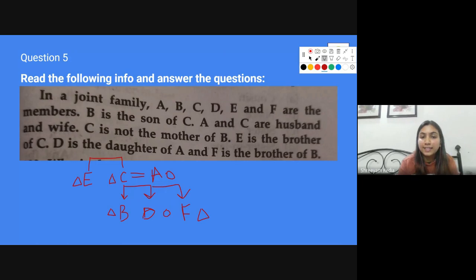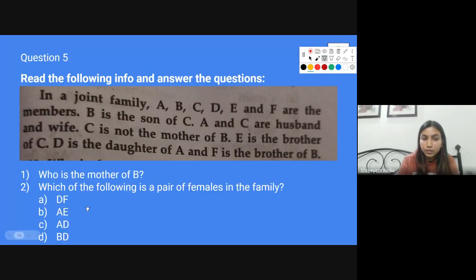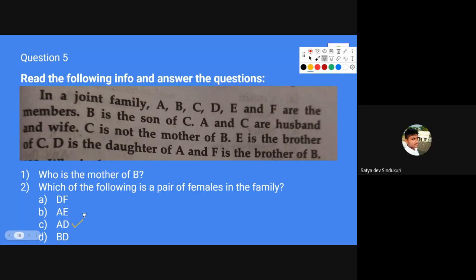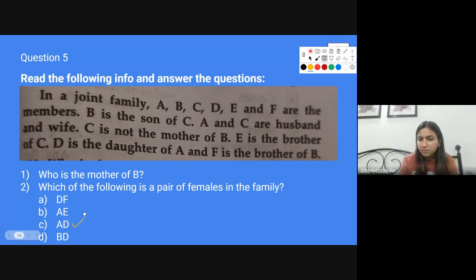Which of the following is a pair of females in the family? So which is the right option here, guys? Which are two females in the family? A is a mother here, so she's a female, and D is the daughter who's female. So A and D are two females in the family, right? So the right option would be AD, right? It's a very simple, straightforward question.